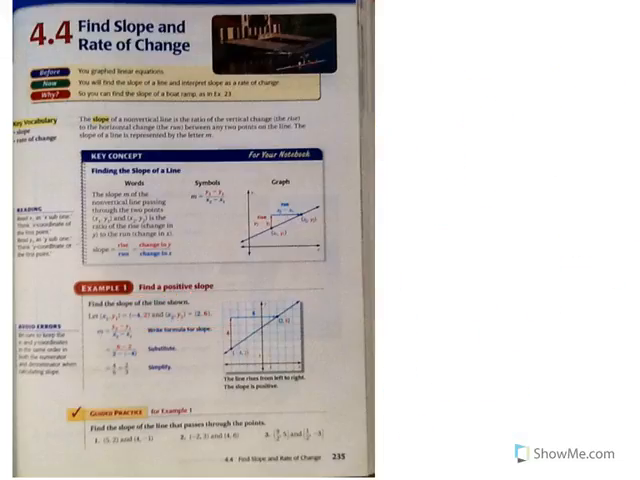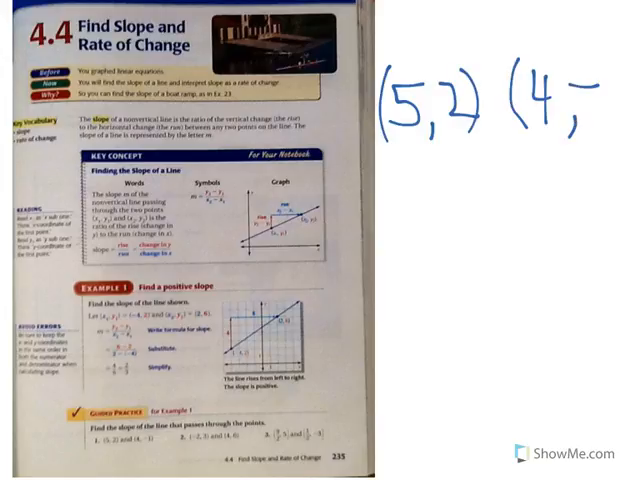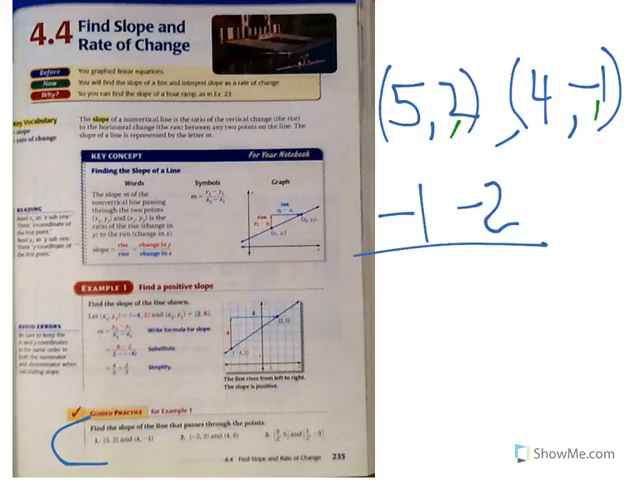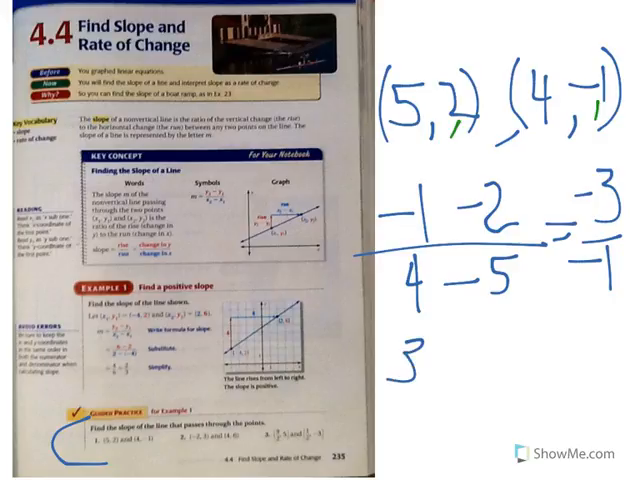In terms of other examples, there's one down here, (5, 2) and (4, -1), as an example. So this one here is going to be the second point, so it's going to be -1 minus 2, and now we're going to do that over 4 minus 5. When we do that, -1 minus 2 is -3, and 4 minus 5 is -1. So when you simplify that, a negative over a negative is just a positive, so the slope is 3, or 3 over 1 is another way of putting it.